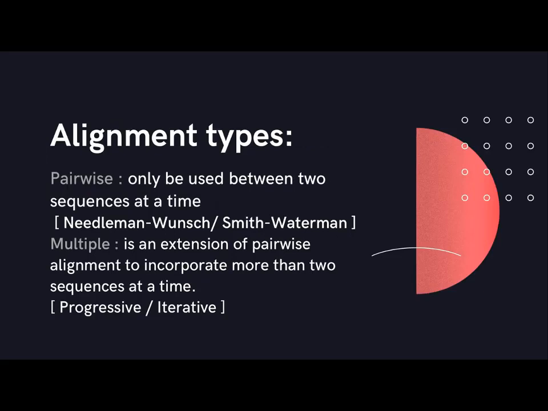Now, how many types of alignment do we need? Actually, there are only two types of alignment. First, pairwise alignment, which is only between two sequences, and multiple alignment for three or more sequences.